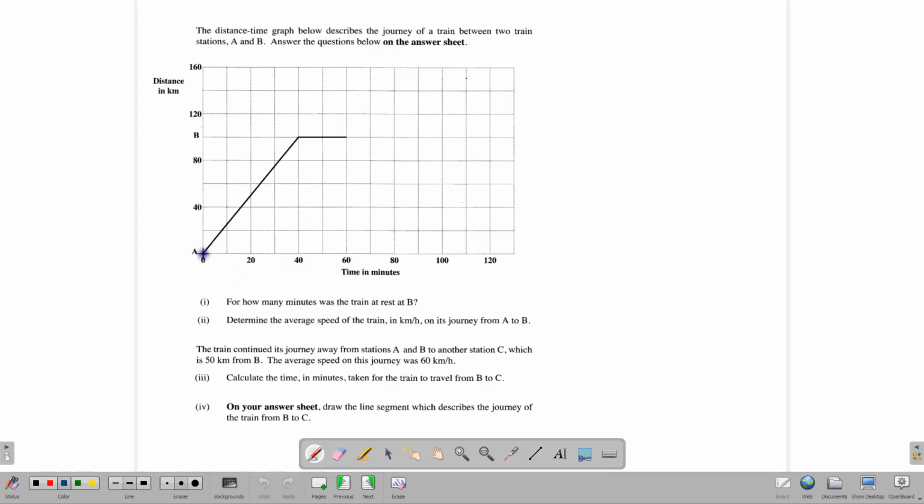So notice here that the train has moved, started at A, continues, and then it stops here. So the train is moving here, and then it has stopped here. It's not moving. So for how many minutes was the train at rest at B?